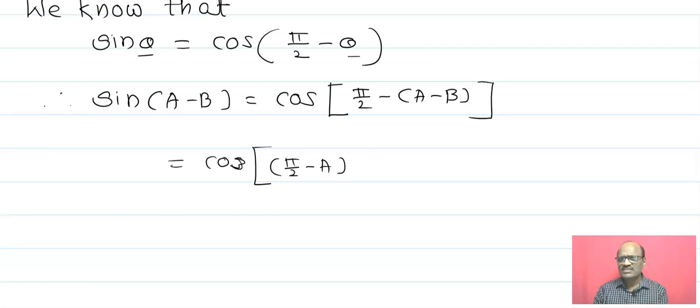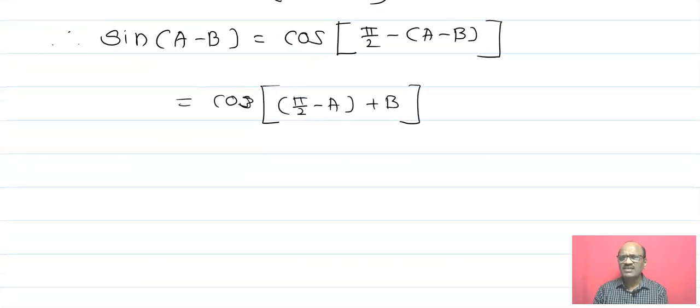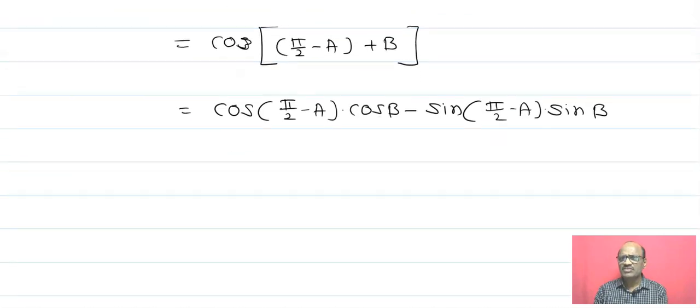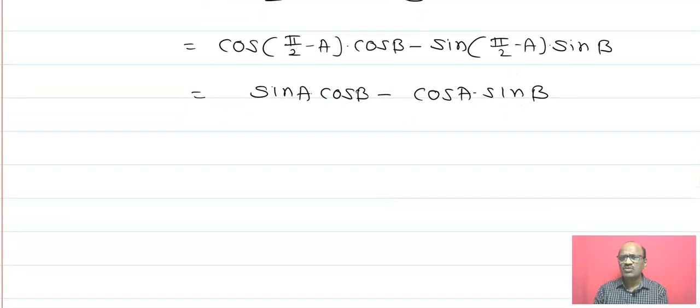Now next we know that sine of theta is equal to cos of pi by 2 minus theta. And again we write here sine of a minus b is equal to cos of pi by 2 minus in bracket a minus b. Therefore, it is written in this manner, that is cos of pi by 2 minus a plus b. Now expand this by using the formula of cos of a plus b, that is cos of pi by 2 minus a into cos b minus sine of pi by 2 minus a into sine b, and overall you are getting sine a cos b minus cos a into sine b, and that's why.